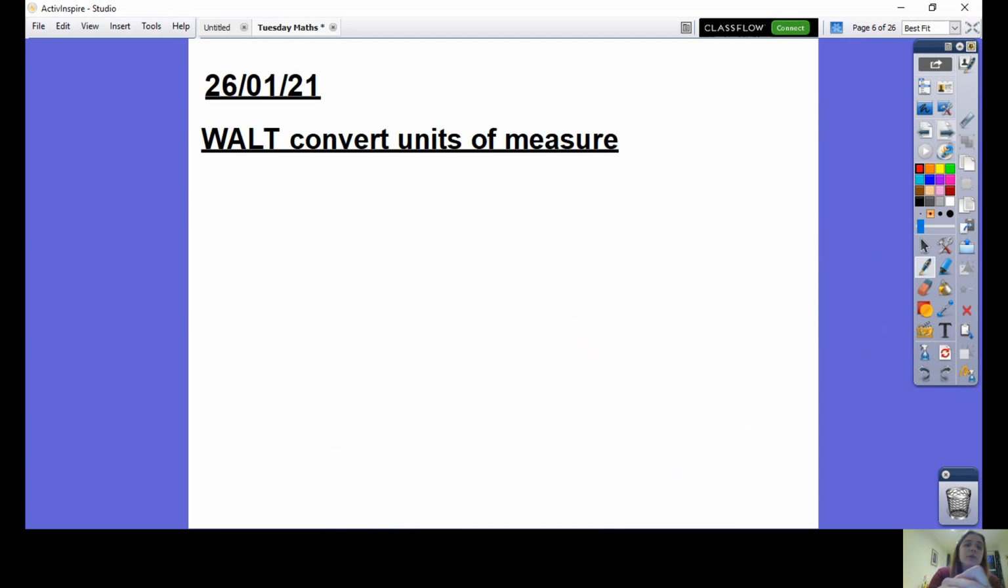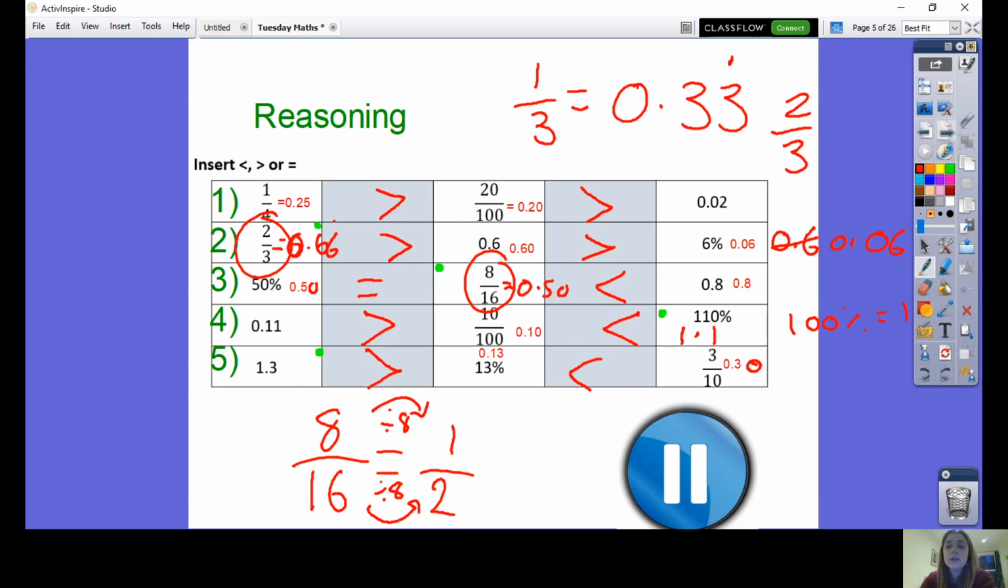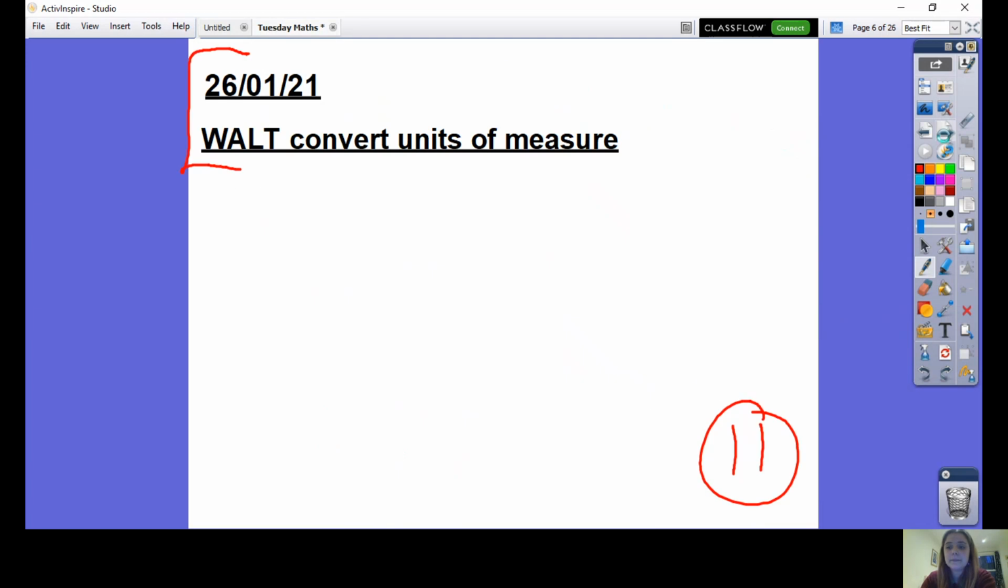Right, can I ask you please now to write the date and WALT? Pause the video for as long as it takes you to write today's date and WALT, and can you also make sure you've got a coloured pen ready to mark? It's really important that you're answering the questions when I ask you to, pausing the video when I ask you to, and marking your work as we're going through it.